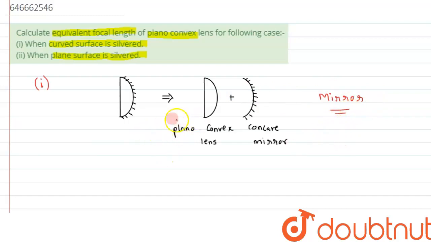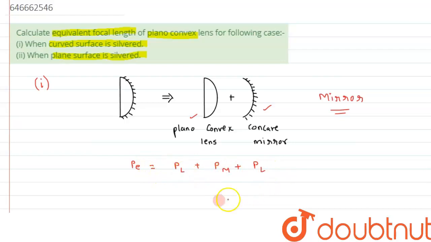We can see over here, this is a plano convex lens and this is a concave mirror. When we separate both of these, to calculate the equivalent focal length, first we will calculate the power. So the equivalent power can be written as: the ray will enter the plano convex lens, then go to the mirror, and then again come back through the convex lens and come out. So we can write, first it goes into the lens, plus then the mirror, plus then out of the lens.